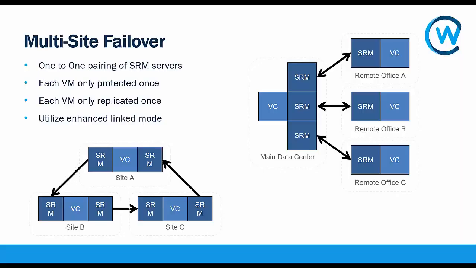So the graphic on the bottom left just illustrates another method of doing it. This example is showing 3 different sites, and you're just replicating from A to B, B to C, and C to A, so it's a sort of round robin fashion. So each site is running its own workloads, but it's also protecting another site. This kind of failover uses enhanced link mode, so there are VMware vSphere licensing considerations just to be aware of on this one.